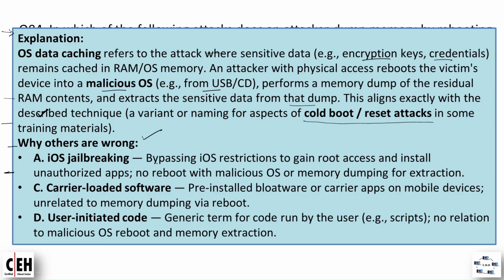So why the other options are wrong? Option A, iOS jailbreaking is bypassing iOS restrictions to gain root access and install unauthorized applications. No reboot with malicious OS or memory dumping for extraction. Option C, carrier loaded software is pre-installed bloatware or carrier apps on mobile devices, unrelated to memory dumping via reboot. And option D, user initiated code is a generic term for code run by the user, for example scripts, no relation to malicious OS reboot and memory extraction.